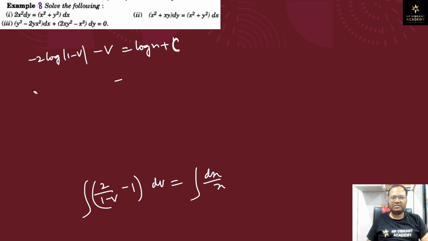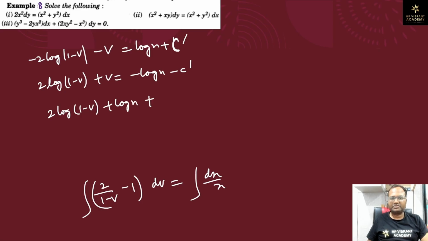Let us multiply with minus both sides. So we have this as 2 log 1 minus v plus v is equal to minus log x. Let us take this c dash, so this is minus c dash. Okay, so this is 2 log 1 minus v plus log of x plus v is equal to minus of c dash. So this is log of x times 1 minus v whole square plus v is equal to minus c dash.